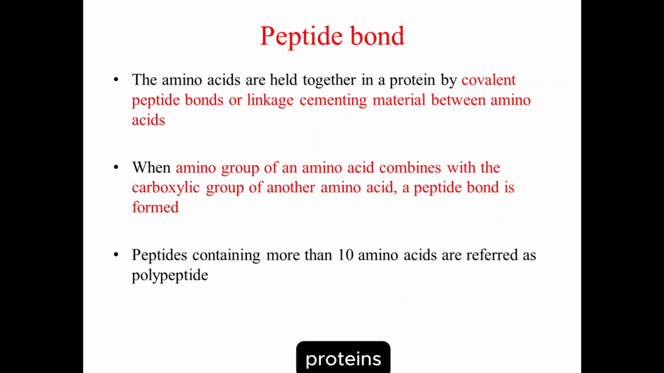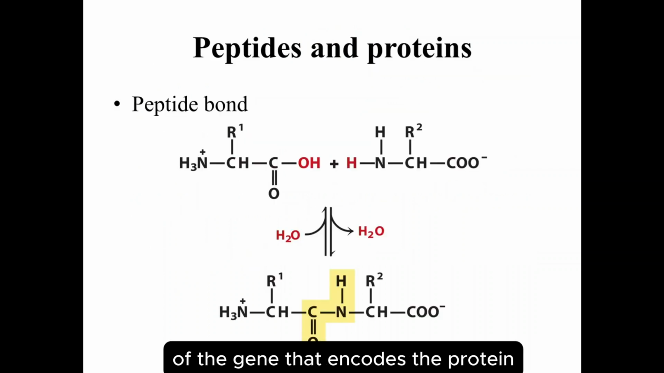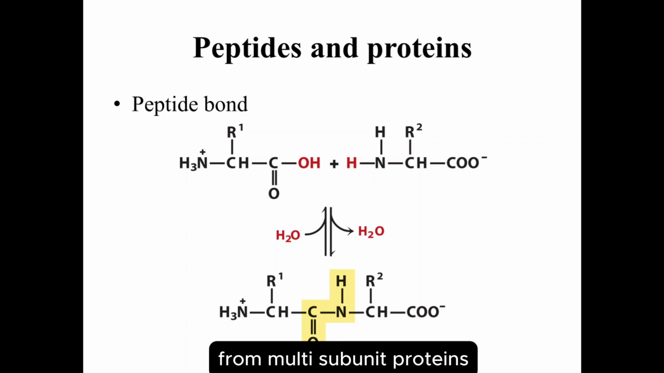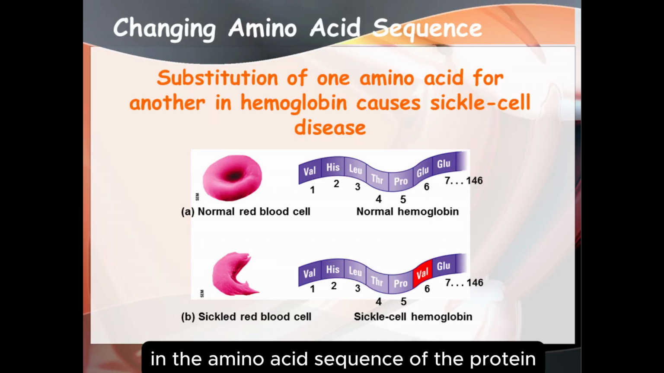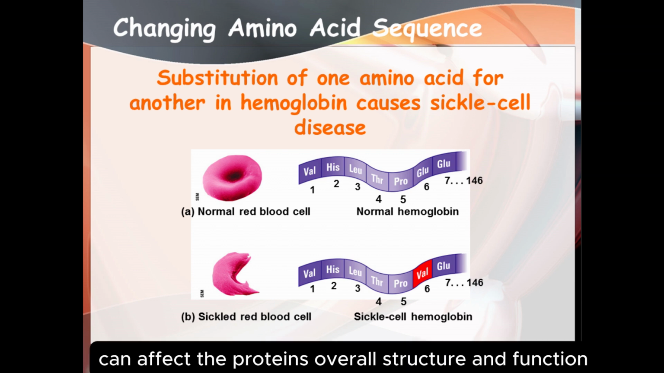Structure of proteins. The sequence of a protein is determined by the DNA of the gene that encodes the protein or that encodes a portion of the protein for multi-subunit proteins. A change in the gene's DNA sequence may lead to a change in the amino acid sequence of the protein. Even changing just one amino acid in a protein sequence can affect the protein's overall structure and function.